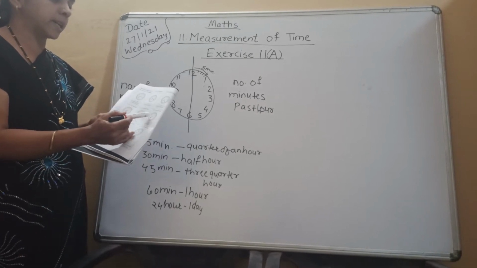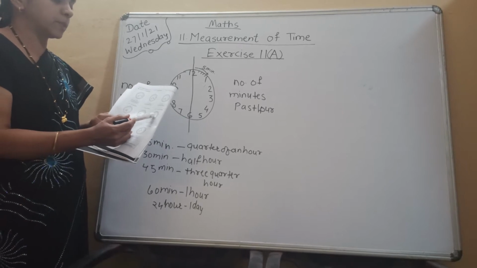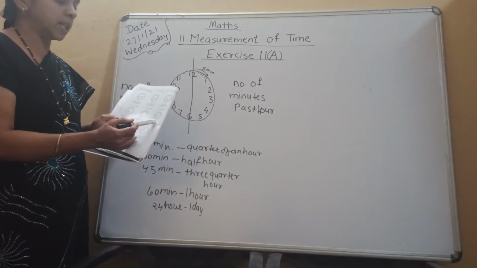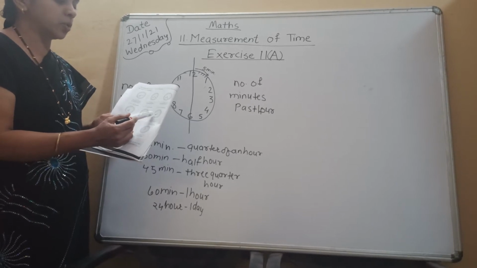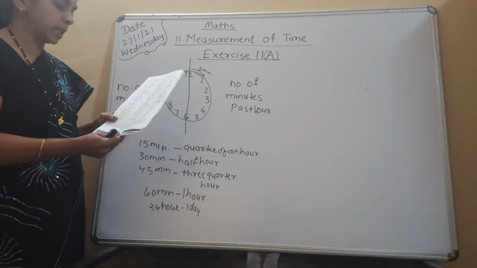Okay, now the next diagram. 5 multiplied by 8. 5 8s are 40. Suppose this minute hand is on 8. How many minutes are there? 40 minutes. So what time is it? 20 minutes to 8. Okay.